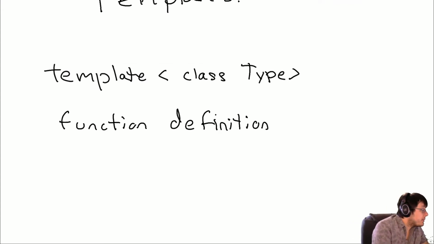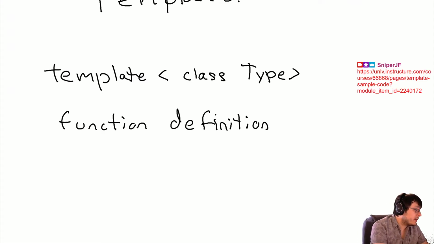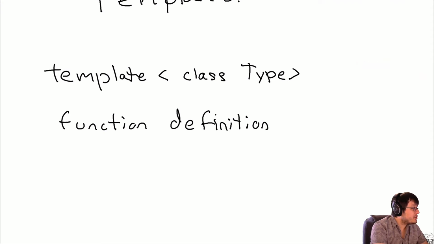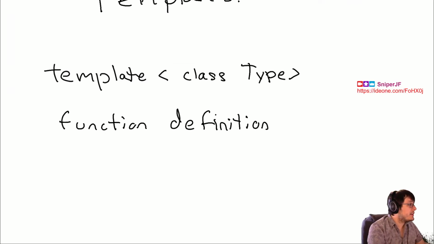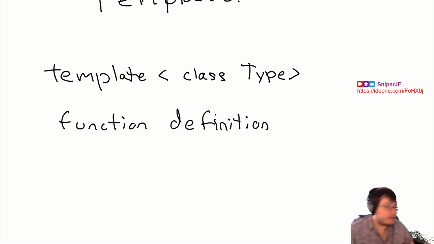And I do have code on Canvas, I do believe, for templates. It's called template sample code. You gotta actually click on the thing that says IDE1 to see it. I guess I never copied the code from the IDE1 to the template thing. Yeah. So if you look at the first link, this link here, you can see an example of a function template. And we'll do one here in a second, but yeah.